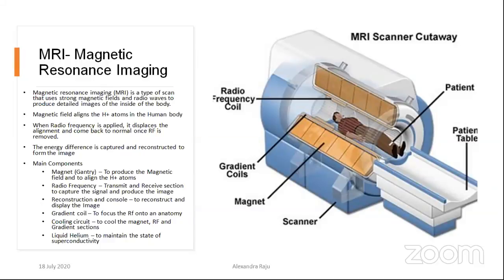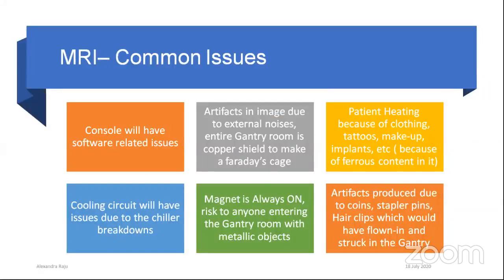So next one is MRI. What are the common issues that we can find with the MRI? Next slide, sir. Yes, coming. So the common issues again include the software. For both CT and MRI, the major issue comes with the software part.